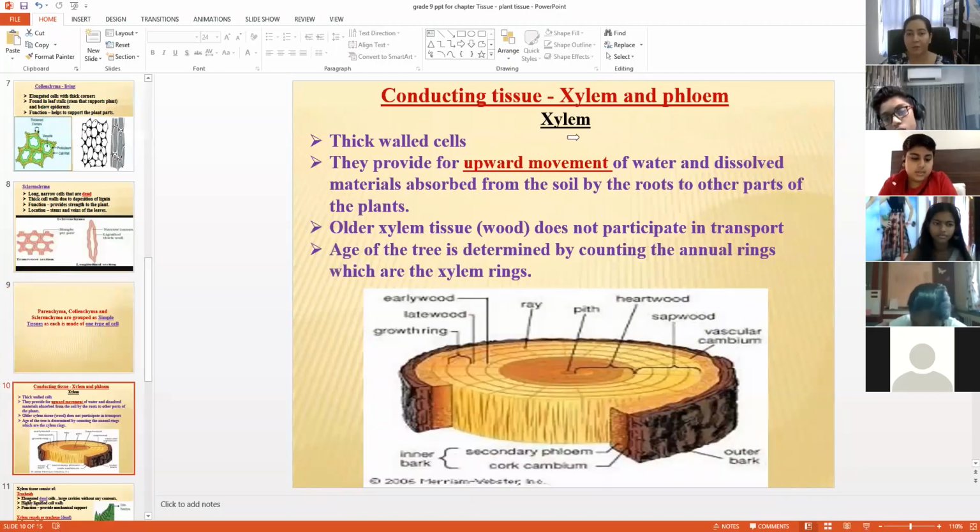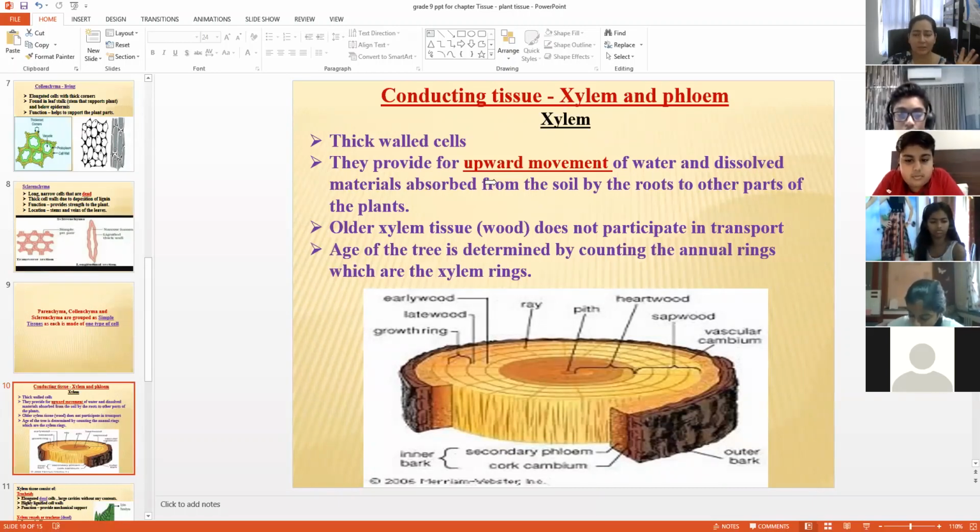Okay. Now we come to xylem. Now students, even in xylem and phloem, there are some living tissues and there are some dead tissues. Which are those? I'll tell you. Now xylem has thick walled cells. They provide for the upward movement of water.